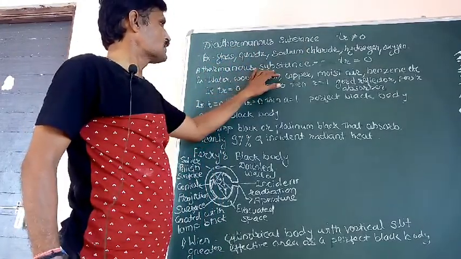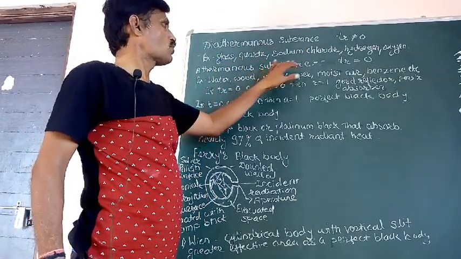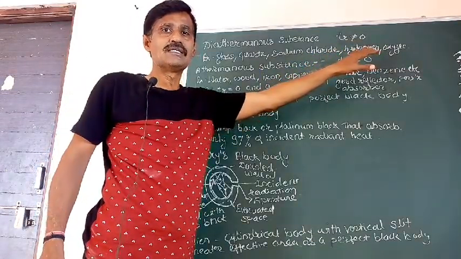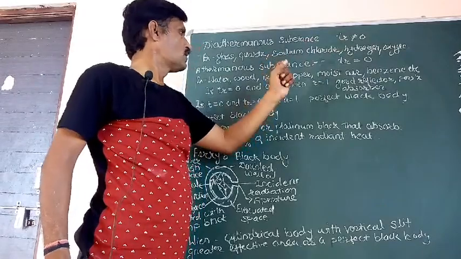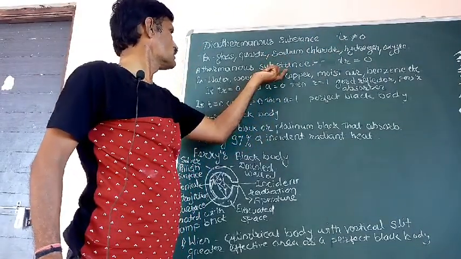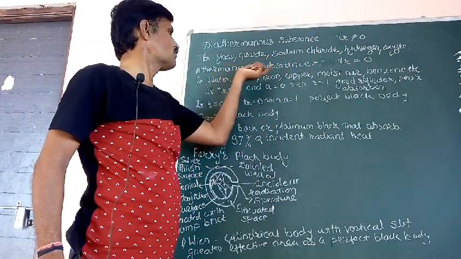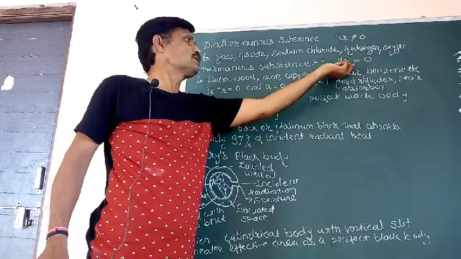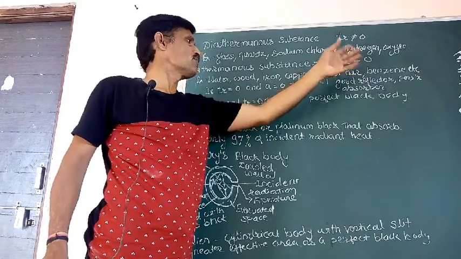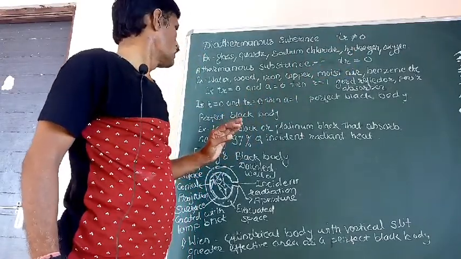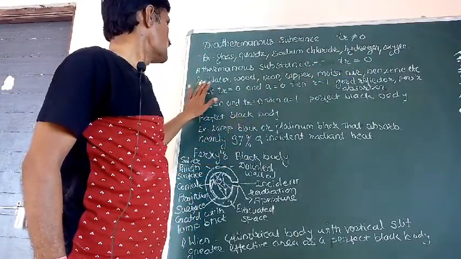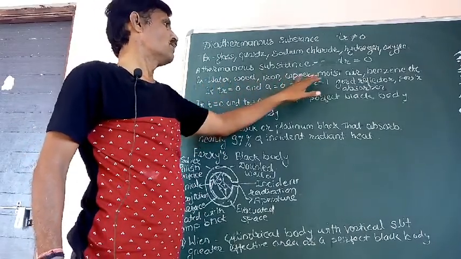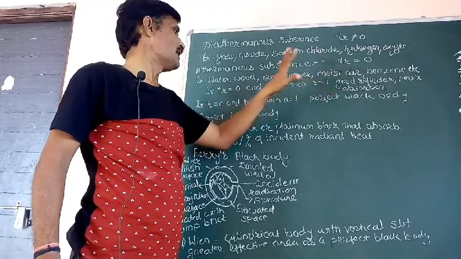Athermanous substances are those through which there is no transmission of heat radiation or thermal radiation. So this type of substance is called athermanous substance. In this case, the coefficient of transmission is equal to 0. Its examples are water, wood, iron, copper, moist air, benzene, etc.